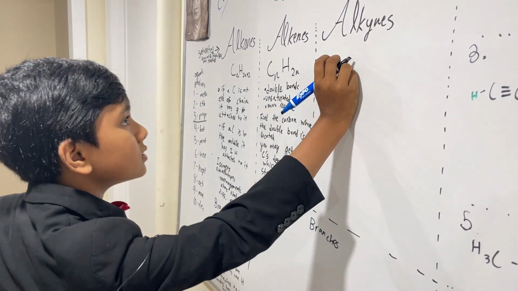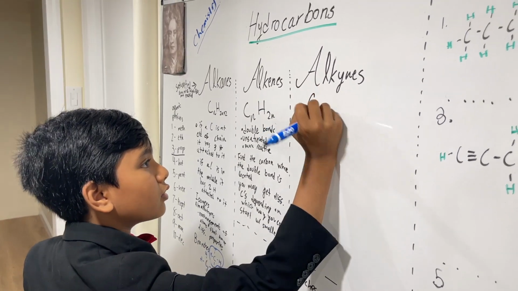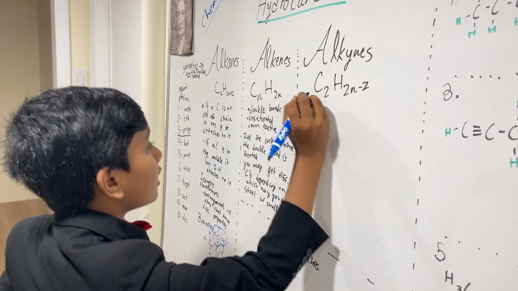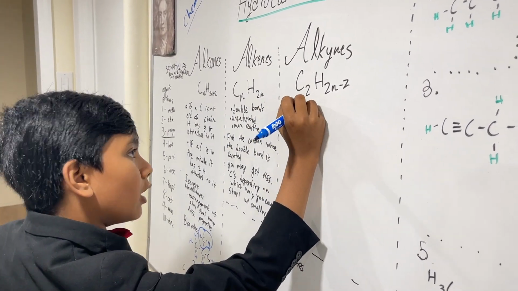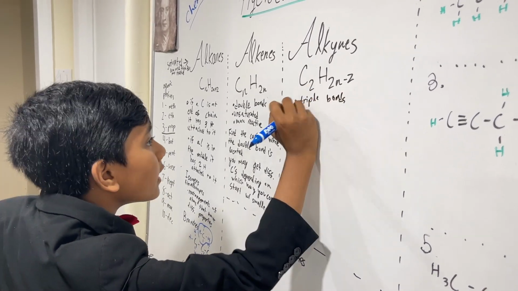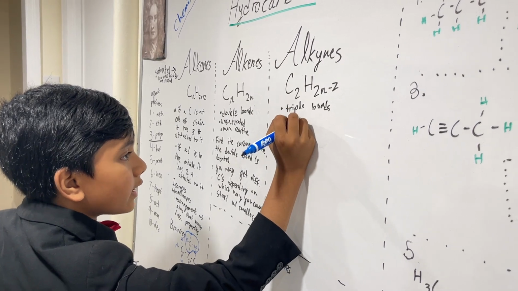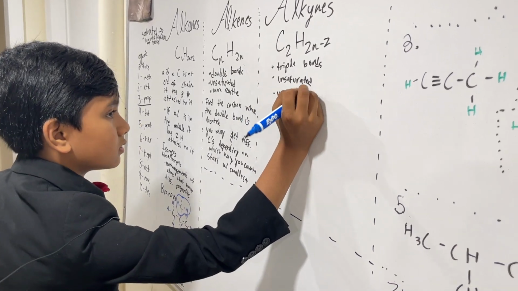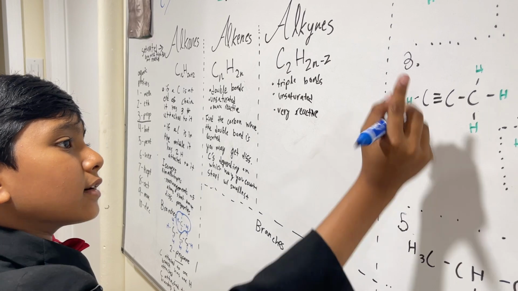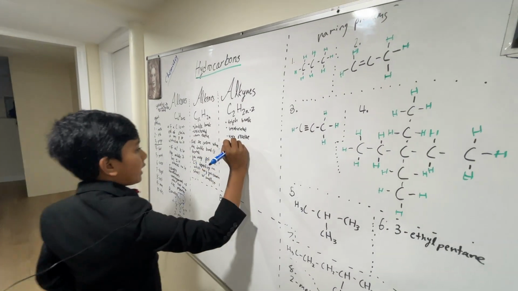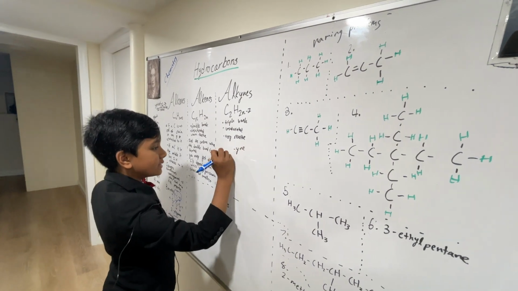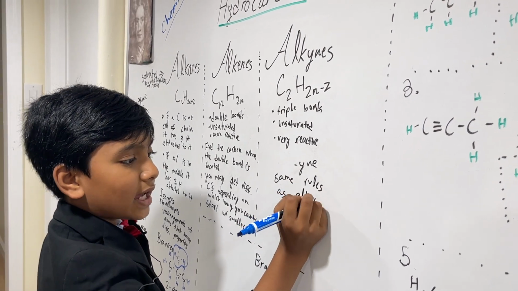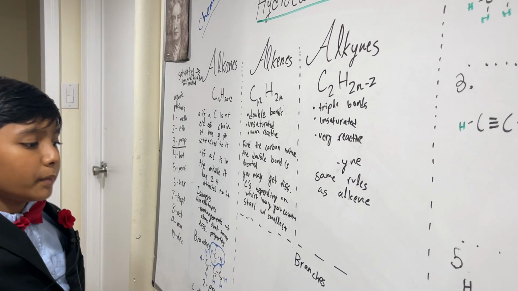Okay, alkynes. So alkynes have the chemical formula CnH2n-2. And what is that? Well, that means it has triple bonds. So it's unsaturated as well and very reactive. Yada yada yada. This is an alkyne because it has a triple bond, ends in -yne, and it has the same rules as an alkene, where you just have to find the carbon where the triple bond is located.